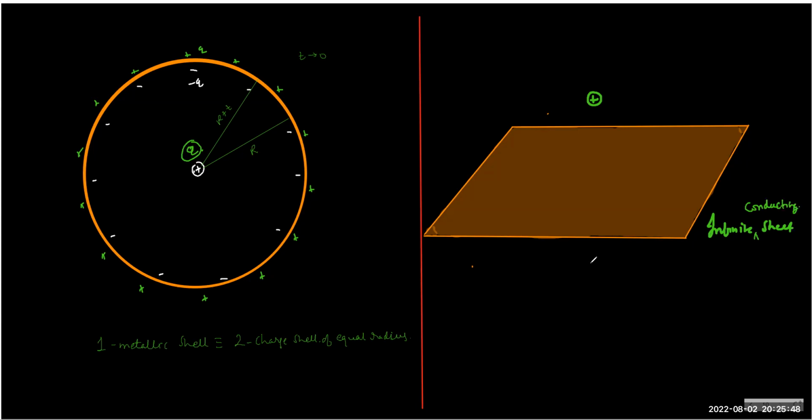So if it is an infinite conducting sheet, and we have a charge like this, which is kept at a distance h from the sheet, every field line that emerges from the charge must terminate on the surface, yes or no? Why? Yes, because electric field lines cannot penetrate through the conductor. The moment they enter the conductor, the field must be zero, yes or no?